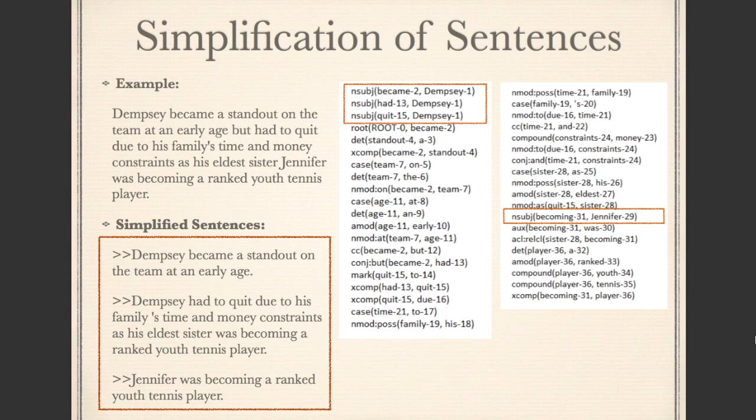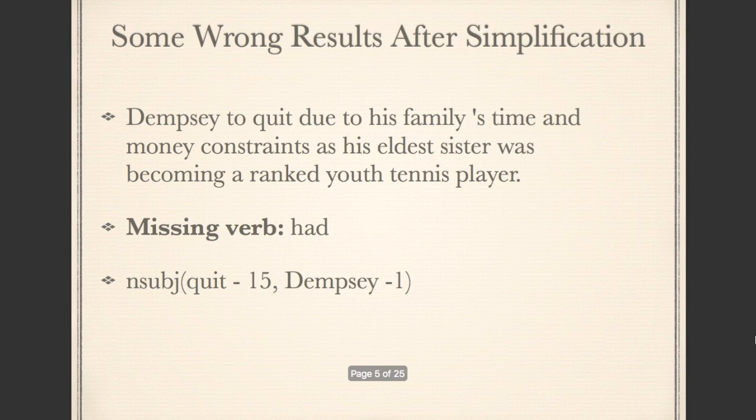We also get a grammatically incorrect simplification, which is "Dempsey to quit due to his family's time and money constraints as his eldest sister was becoming a ranked youth tennis player." This is because of the relation NSUBJ, where Dempsey is the dependent of the governor, quit.